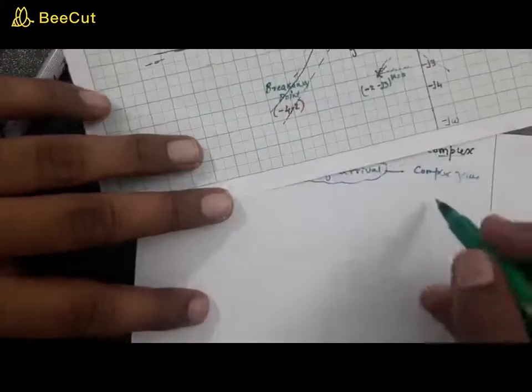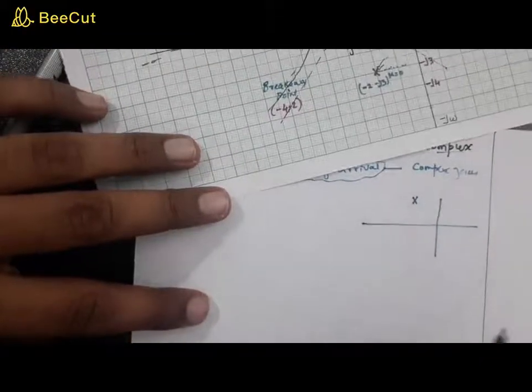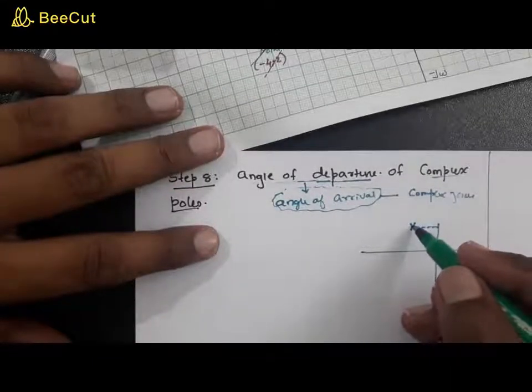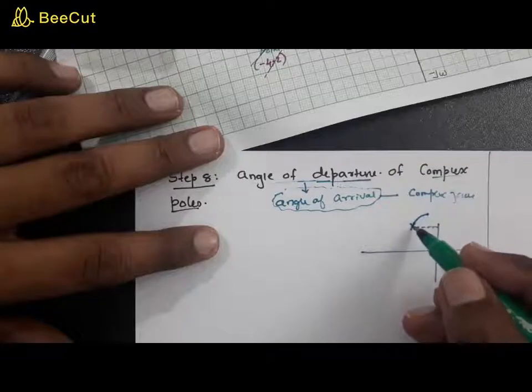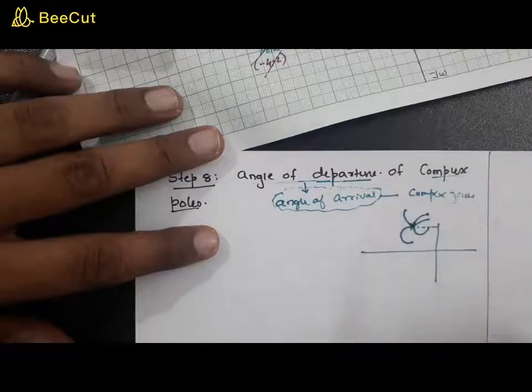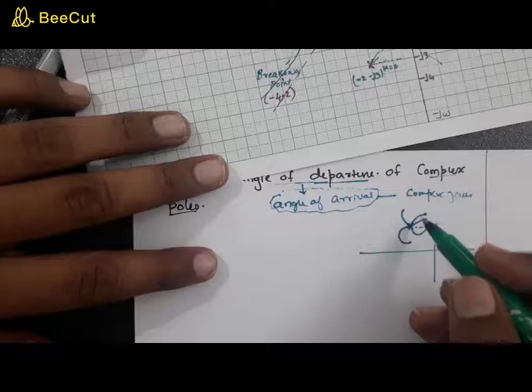Let me explain. Suppose you have a pole over here, and this is the reference line. Now this particular pole can depart in this way, or this way, or this way, or this way. So there are different angles of departure.